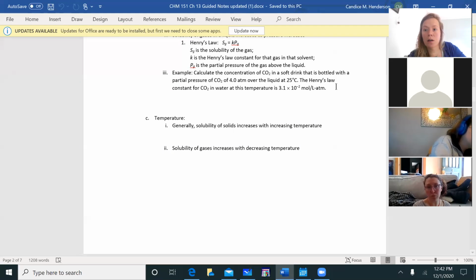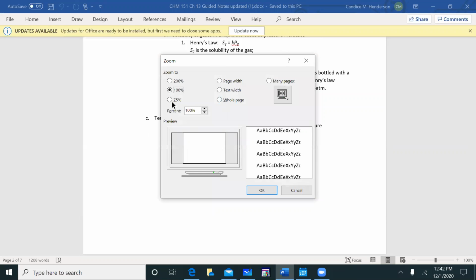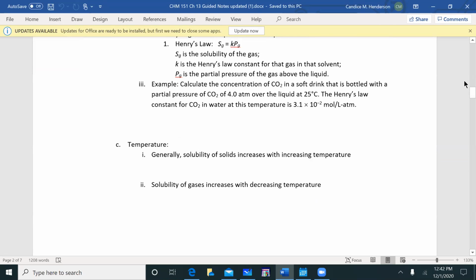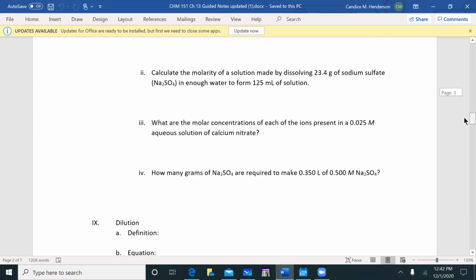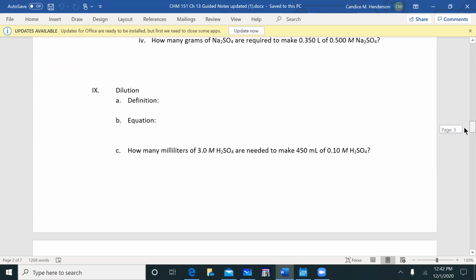Back over to our notes over here. So we left off just right around here with molarity. And the next section is talking about dilution. So what is dilution? Dilution is when we add water to decrease the concentration of a solution.